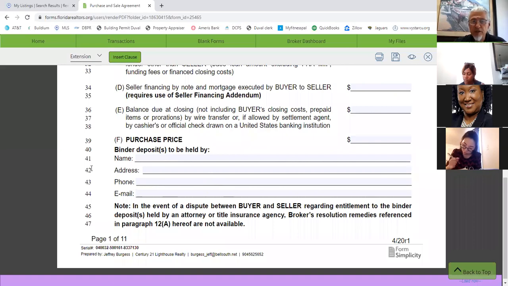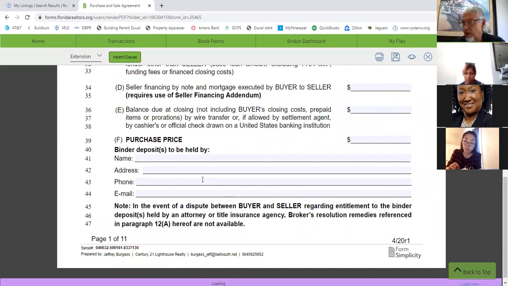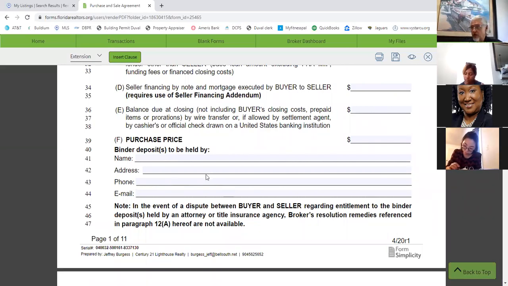You notice it doesn't say who the closing attorney is. It says binder deposit to be held by. It used to say escrow and title and all that. The reason it doesn't say that anymore is it confused people. They thought you have to give the binder to the title company. A lot of offices don't want to be responsible for binders. What's the one thing that a binder does? It gives a promise.